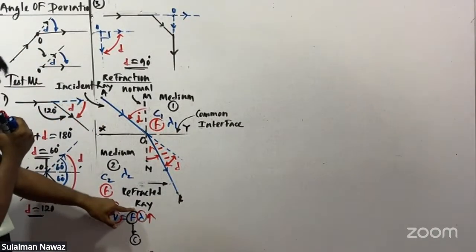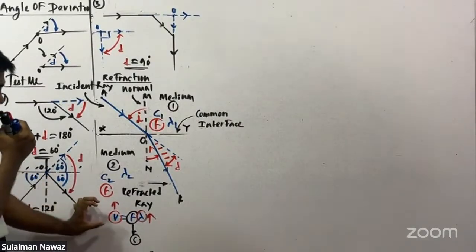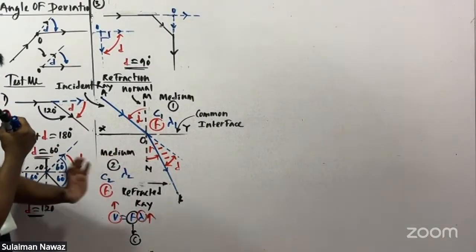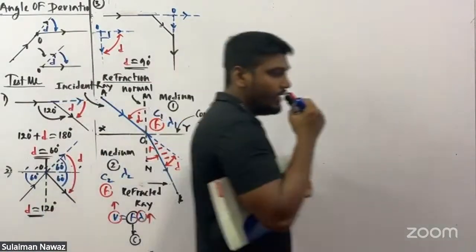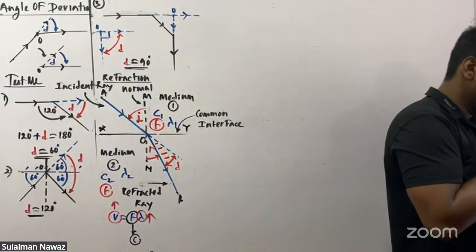If you want to write down this equation, V equals f lambda, f is a constant, then when V changes, lambda changes. C1 equals lambda 1 f, C2 equals lambda 2 f. That story is done. Nothing new to learn.